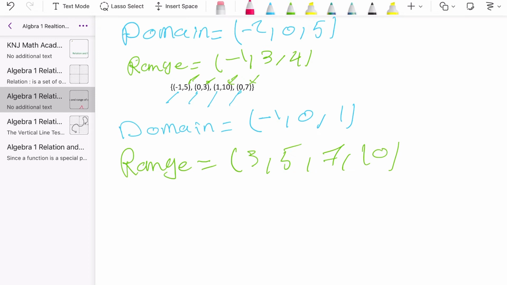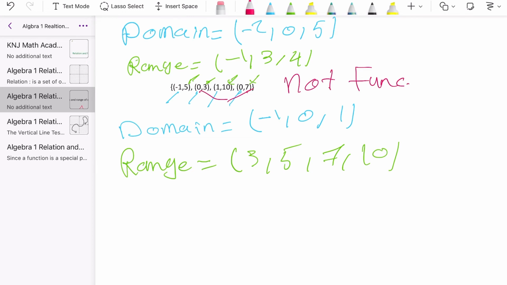Is it a function or not? So let us look for all pairs one more time. It's minus 1 and 5, 0 and 3, 1 and 10, and 0 and 7. So I have here 0. The same x value, I have 0 and 3 and 0 and 7. So for the same x value, which is 0, I have two different y values. So this is also not a function.